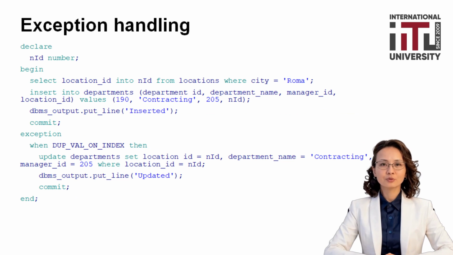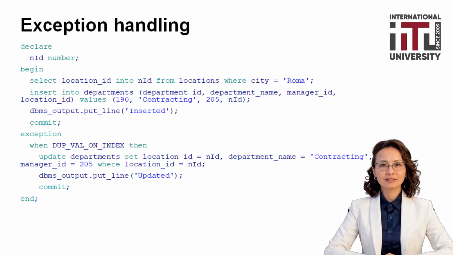In this PL/SQL block, we first select the location ID from the locations table where the city is Roma and store it in NID. Next, we try to insert a new row into the departments table. If the insert succeeds, the program prints inserted and commits the transaction.